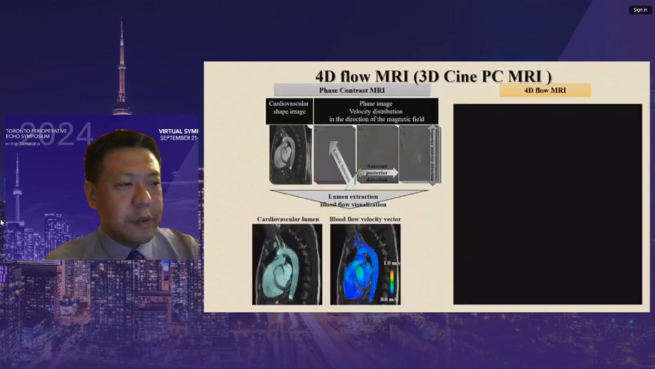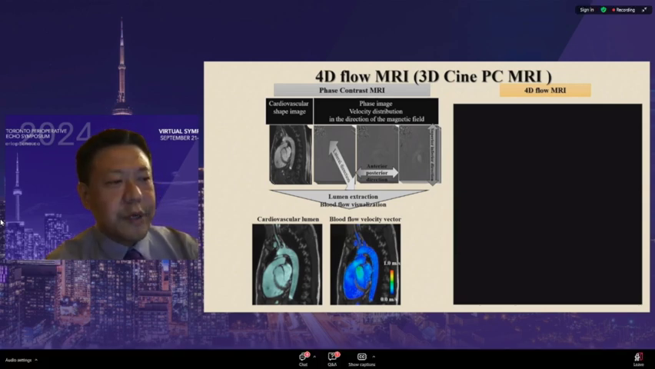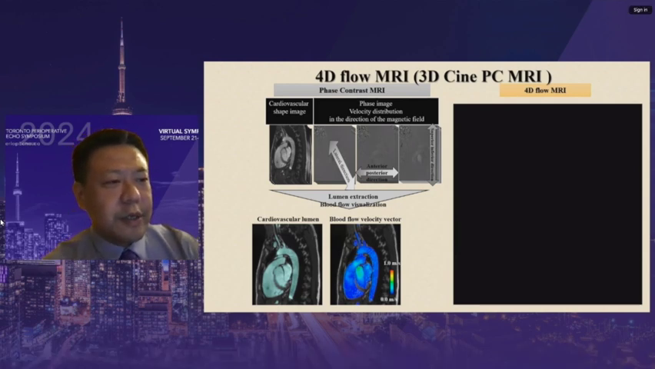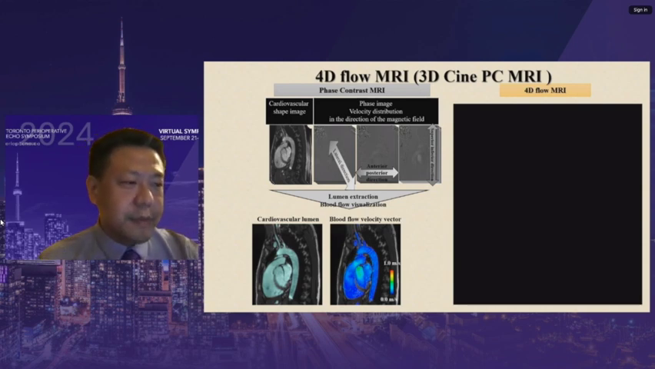The phase contrast method of MRI is based on the principle that the phase difference of proton precession in any magnetic field direction is proportional to the velocity of water molecule movement. This allows for obtaining the velocity distribution of water flow in any direction, performed with a magnetic field in three directions, anterior-posterior, left-to-right, and up-to-down, over multiple slices. The velocity field as a vector can be determined three-dimensionally, including temporal variation. This is called 4D-flow MRI. Next slide.